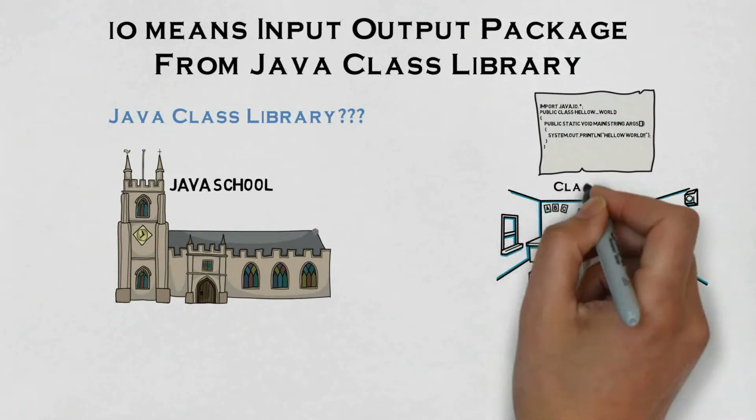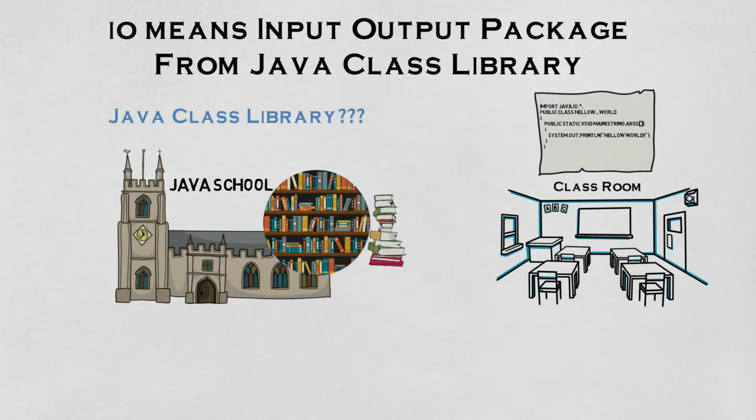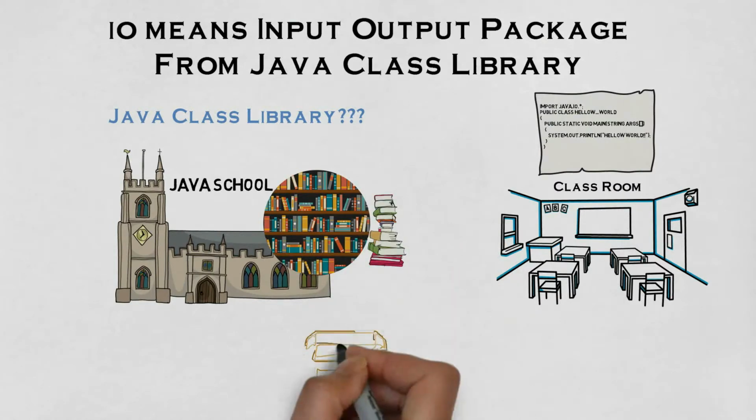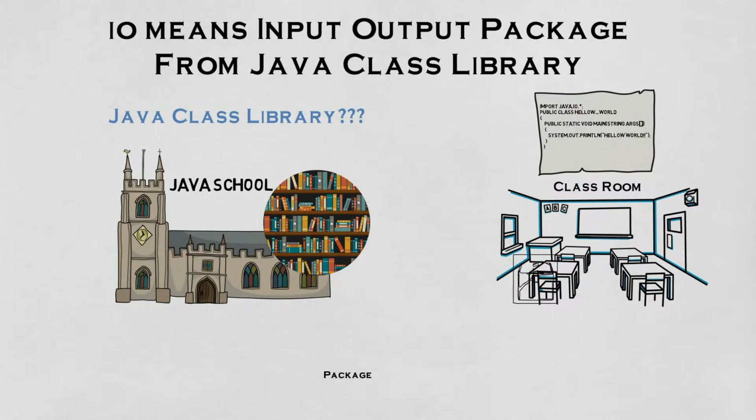And you need a group of books from the library because you have multiple subjects to learn in one school year. This group of books is called a package. Just in a manner, you can't finish your studies without books. Similarly, you can't write a program in Java without a package.